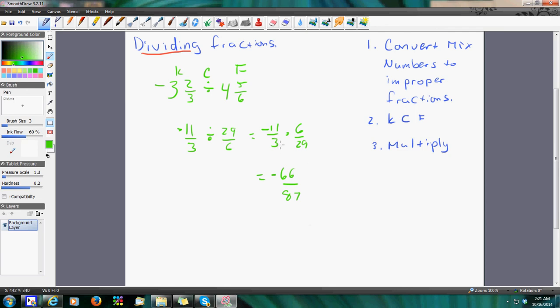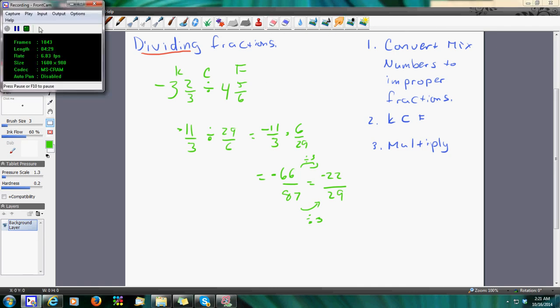I do recognize that 3 can go into the numerator, and 3 can go into the denominator. So this is going to become a -22. I'm going to divide both the numerator and denominator by 3. It's going to become -22 over 29. That's it. That is all. Dividing fractions, good stuff.